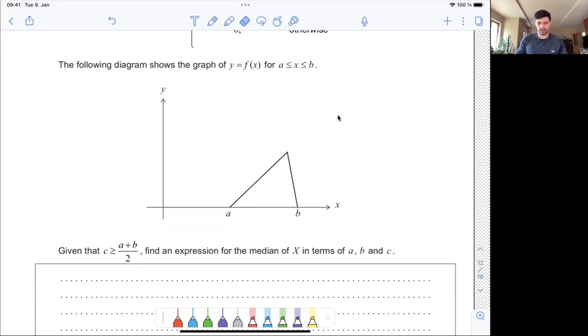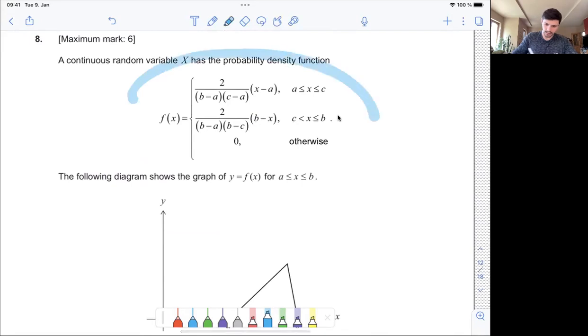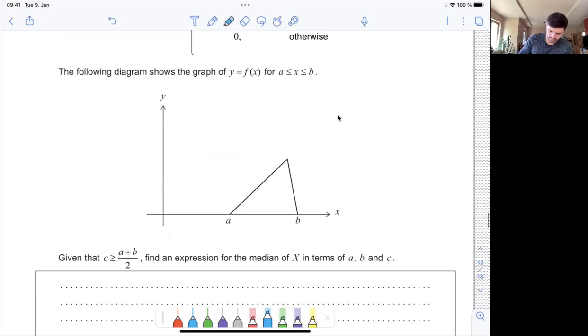Right, cool. So let's talk about it a little bit and show what's going on here. We have this PDF up here, which we're obviously going to need to use, and we were quite kindly told that c is greater than the average of a and b. We can also see that from our graph. If we draw this line down here, this is where the apex of the triangle is, where the function changes. So that's going to have to be c there.